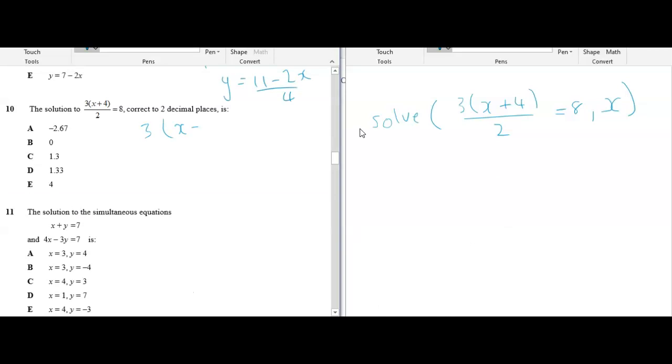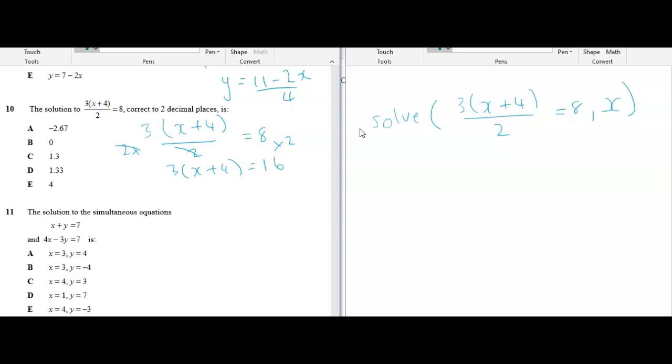Okay, so let's quickly write this down. All right, you can get rid of the 3 and the 2 all in one go, but I'm going to do it in 2 goes, 2 steps. So multiply the left-hand side by 2. What we do to the left, we do to the right.